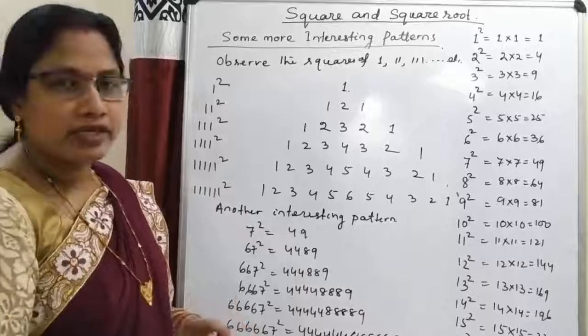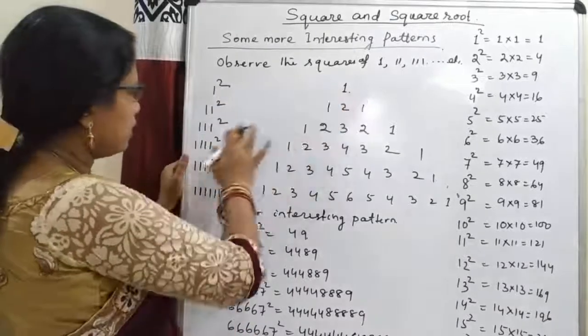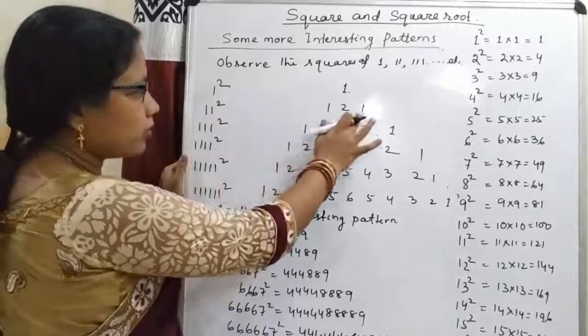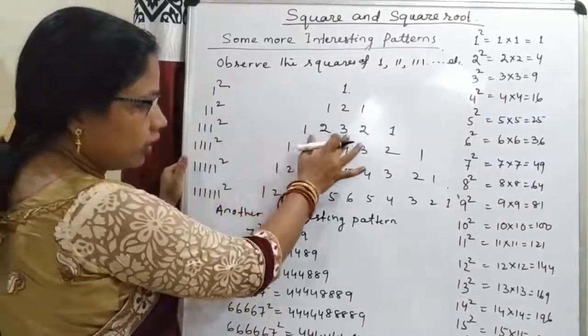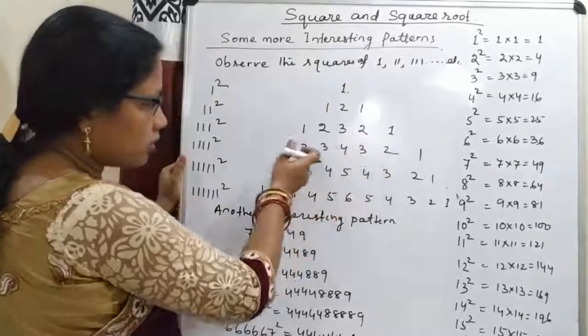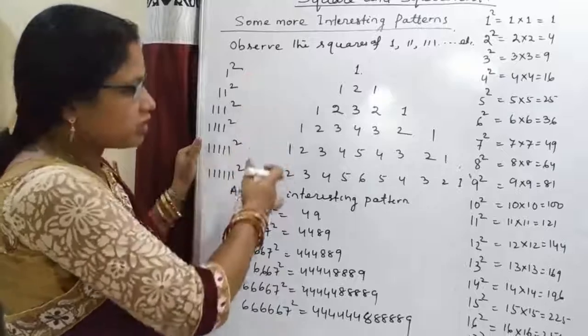Then some more interesting patterns. So you know 1 square is equal to 1, 11 square is equal to 121, 111 square is equal to 12321, that is 1, 2, 3, 2, 1. So the numbers are increasing. So like this you can observe this pattern.